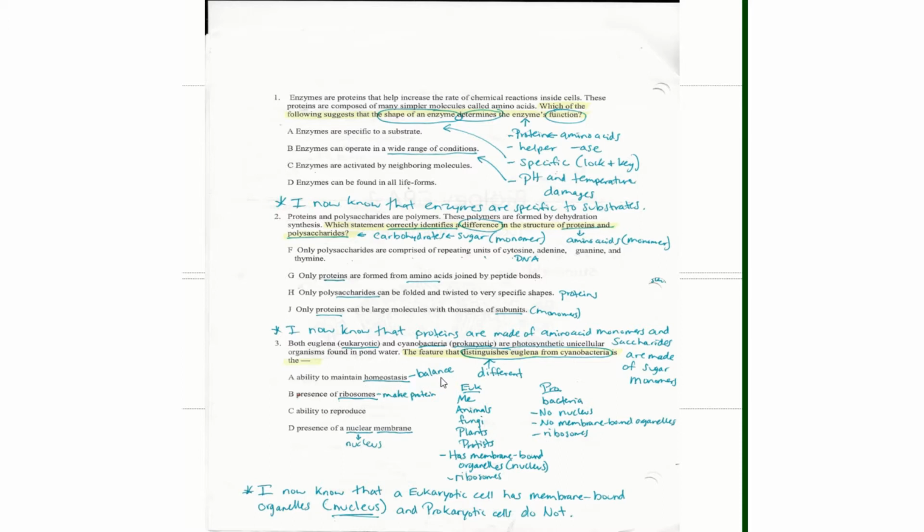They both do that. I'm looking for something that's different. Ribosomes make proteins. They both have that. I'm looking for something that's different. Ability to reproduce, they both do that. Is that different? No. Presence of nuclear membrane, yes. Only you have, or these have a eukaryotic nuclear membrane, right? And prokaryotes don't. I now know that a eukaryotic cell has membrane-bound organelles, nucleus, and prokaryotic cells do not. All right, let's move on.